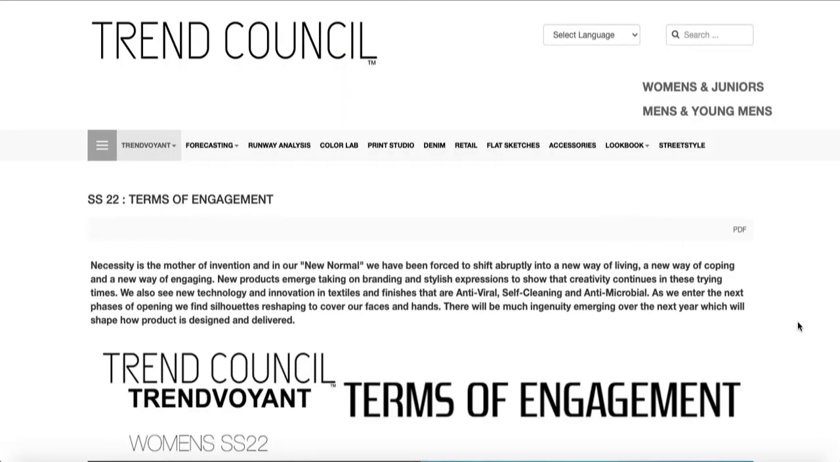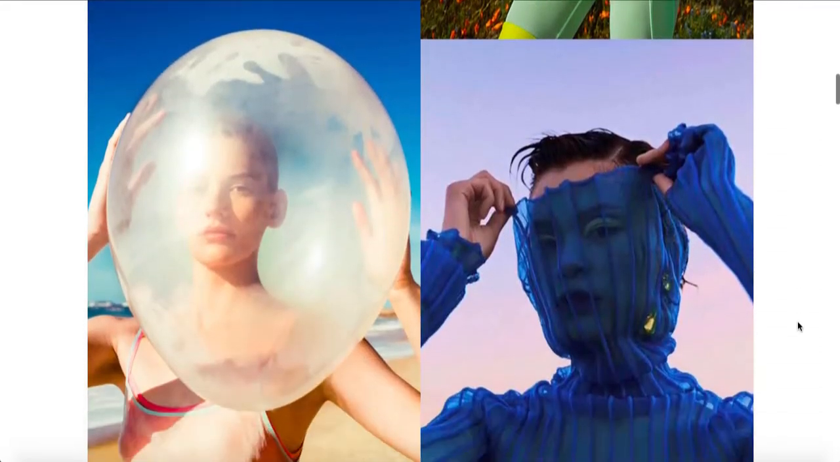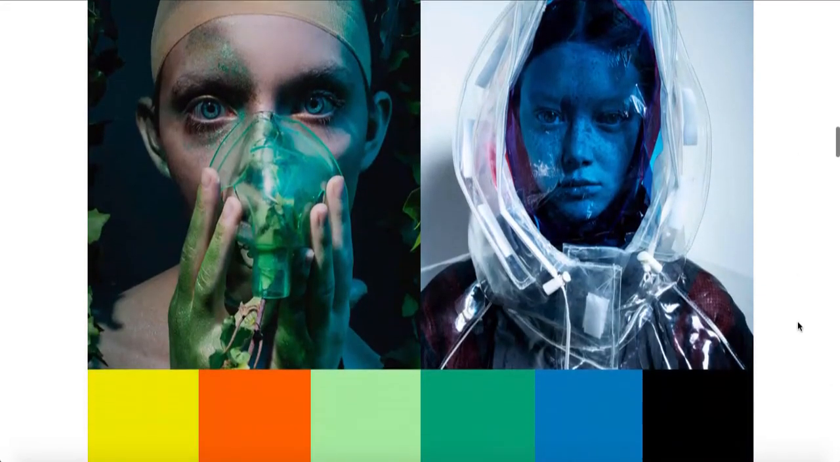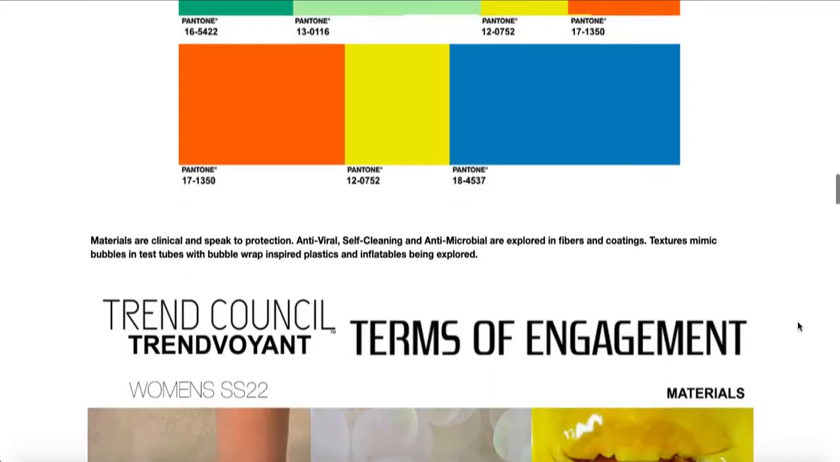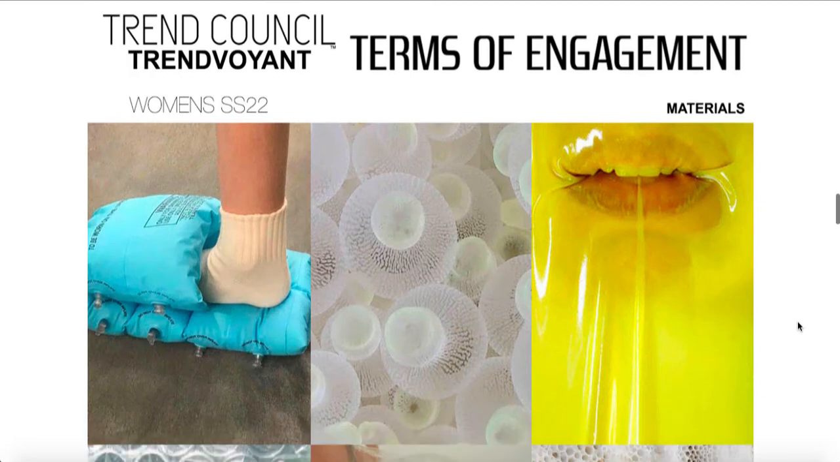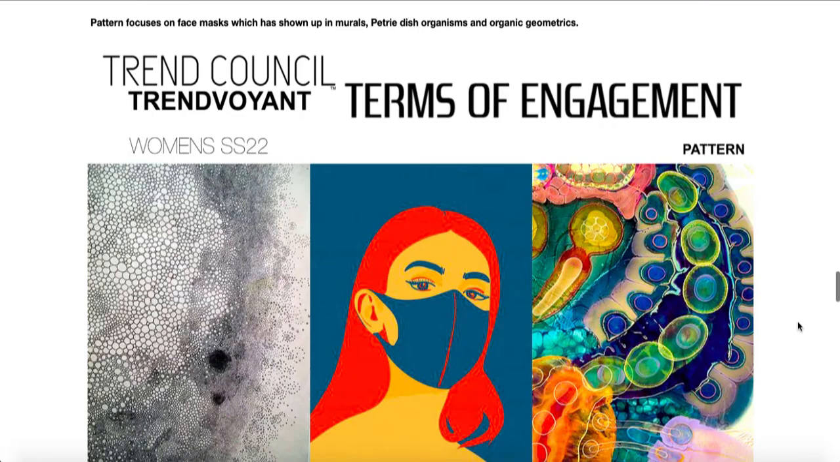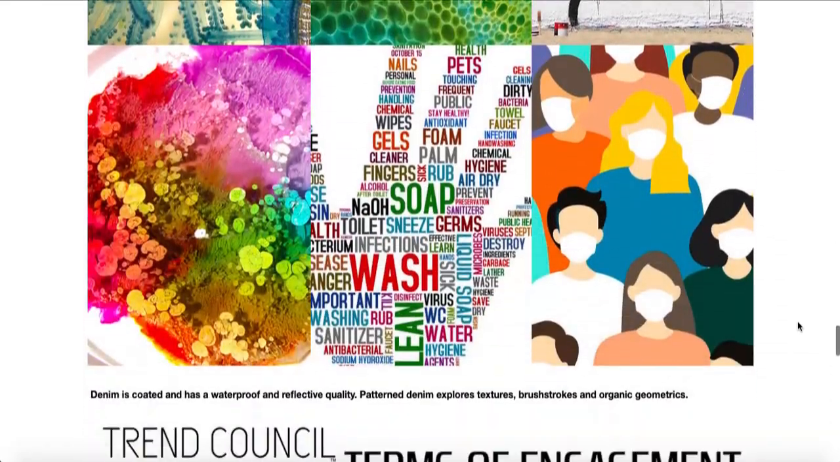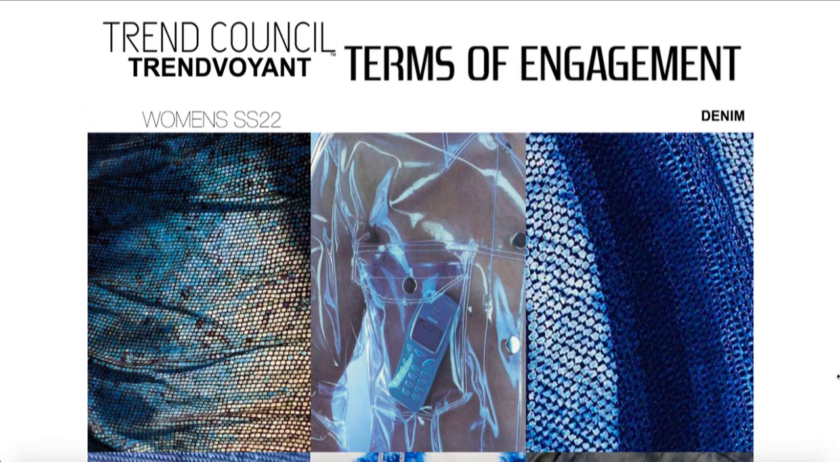Clicking on one of them, you can see that they're going to give you a little bit of text at the top that tells you about what they think this trend is going to be, what it's going to mean. And then they give you inspirational photos, followed by color palettes complete with Pantone numbers so that you can easily use this information in other services and other settings. And then some specifics about materials, patterns, and specifically denim, which is one category that they do offer specialized materials on.